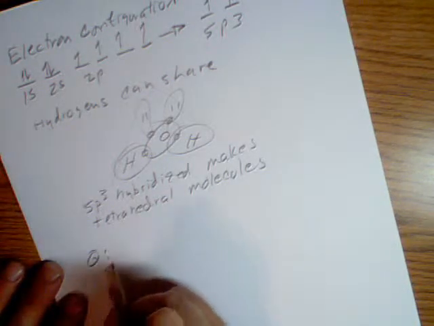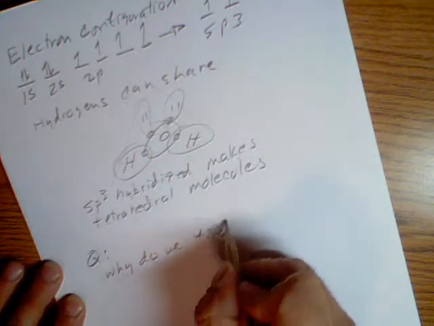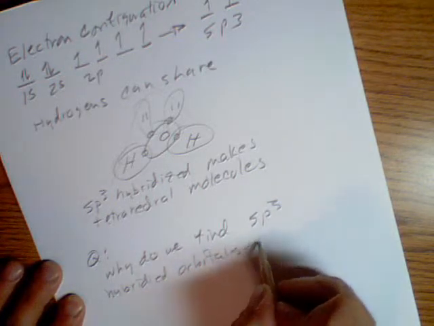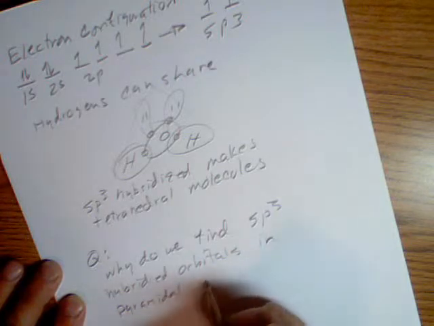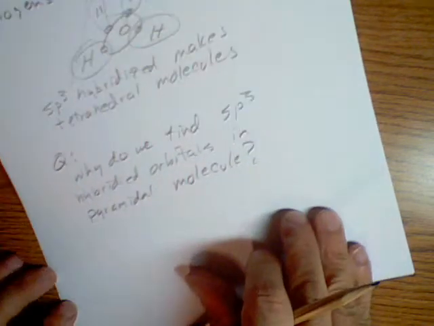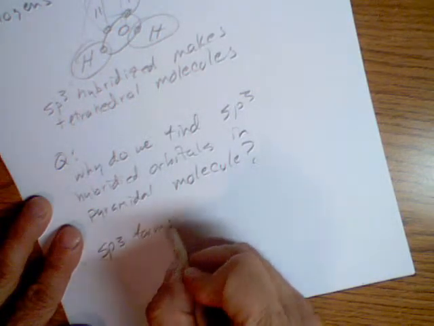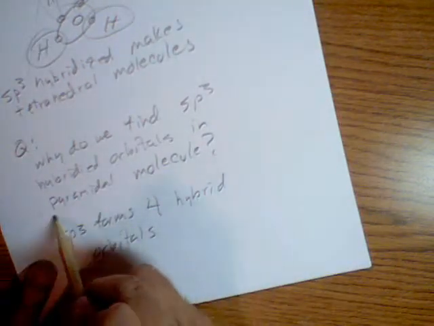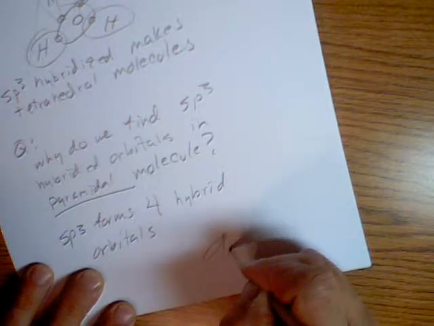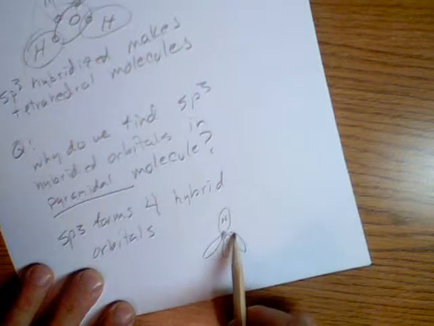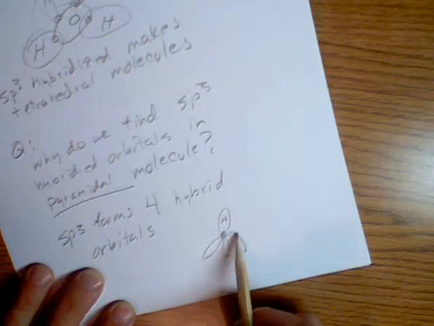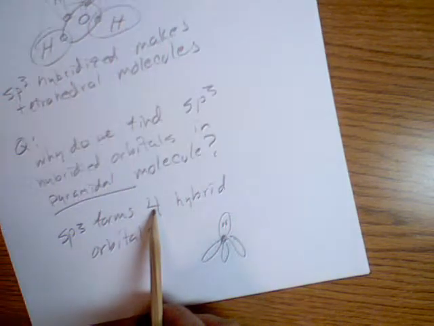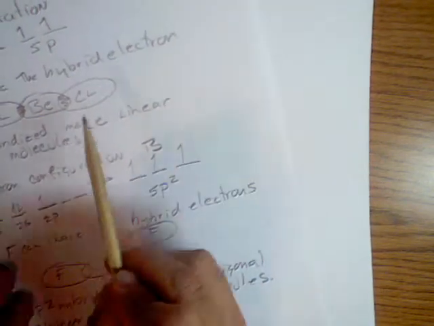So, question: why do we find sp3 hybridized orbitals in pyramidal molecules? Well, because sp3 forms 4 hybrid orbitals, and pyramidal molecules, and then we'd have 4 orbitals that are being shared. 1, 2, 3, 4. So sp3 forms 4 orbitals. sp2 forms 3, and sp forms 2.